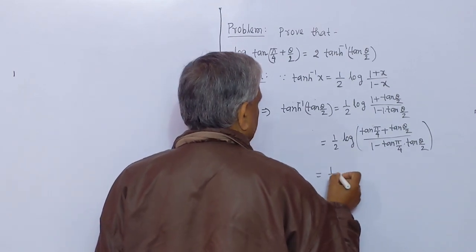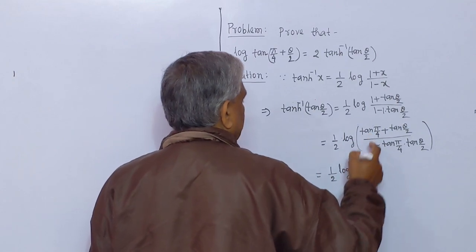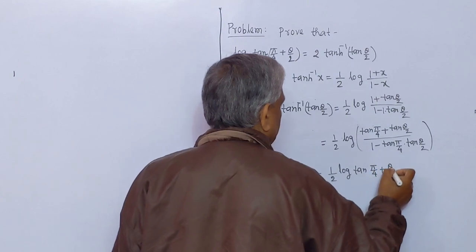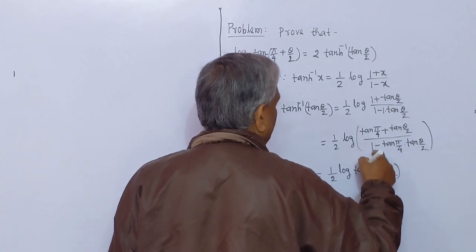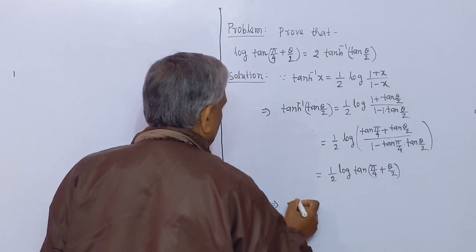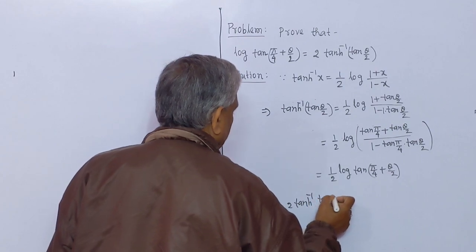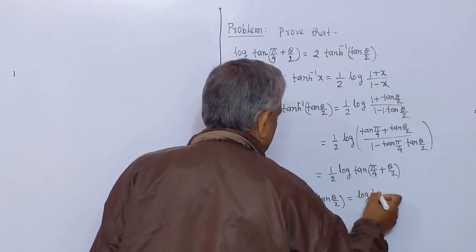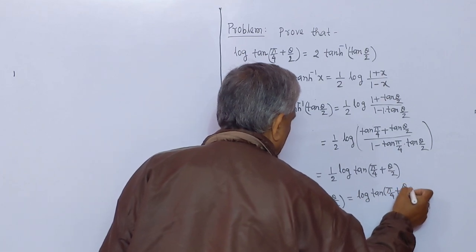This is equal to half log tan(pi/4 + theta/2). tan(a + b) = (tan a + tan b)/(1 - tan a tan b), which implies that 2 tanh inverse(tan(theta/2)) equals log tan(pi/4 + theta/2). Proved.